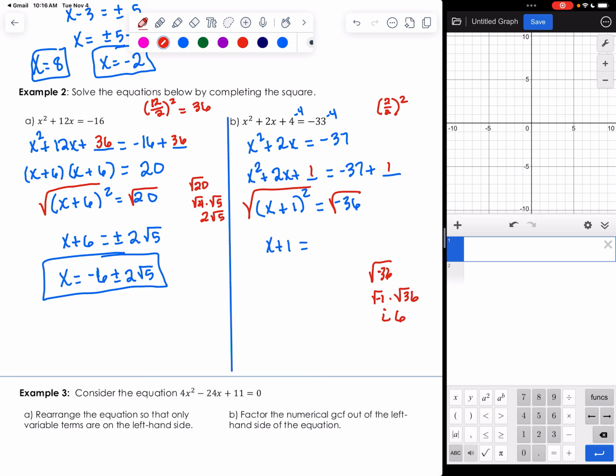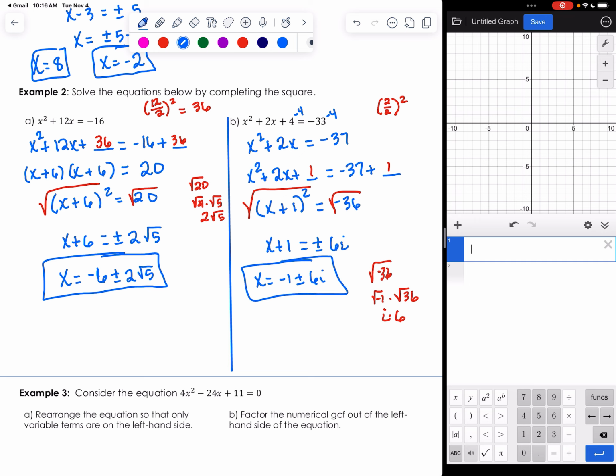Now, generally, we don't write it as i times 6. We generally write this as plus or minus 6i. Oh, I should have put that in blue. Let me redo that. So I want to put this as plus or minus 6i. Now, just subtract 1 from both sides. So we would get x equals negative 1 plus or minus 6i.